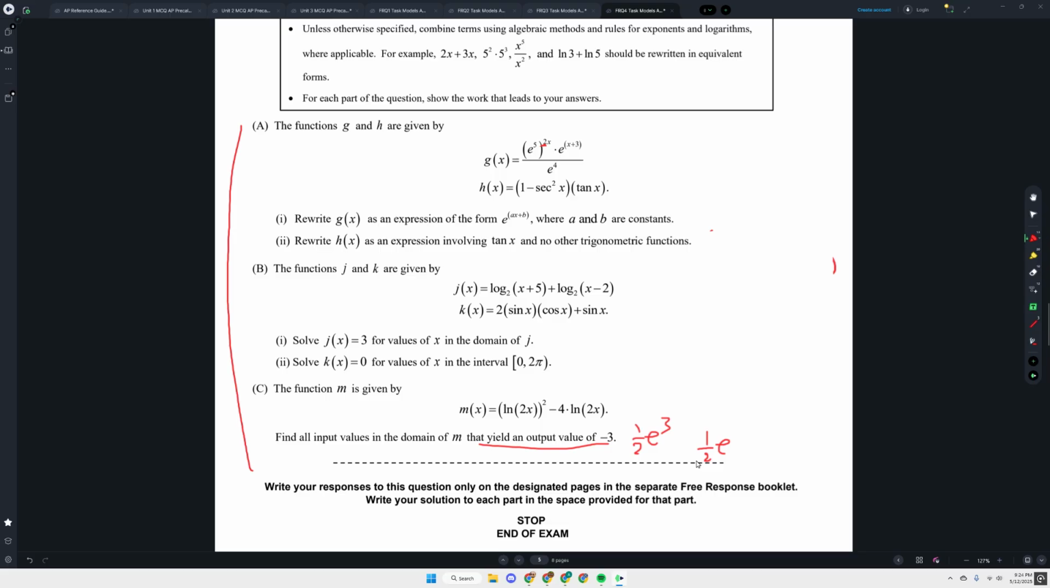Does that make sense? Or do you want me to go through this one as well? How do you solve this? Okay. I haven't done this one, so this will be the first time.